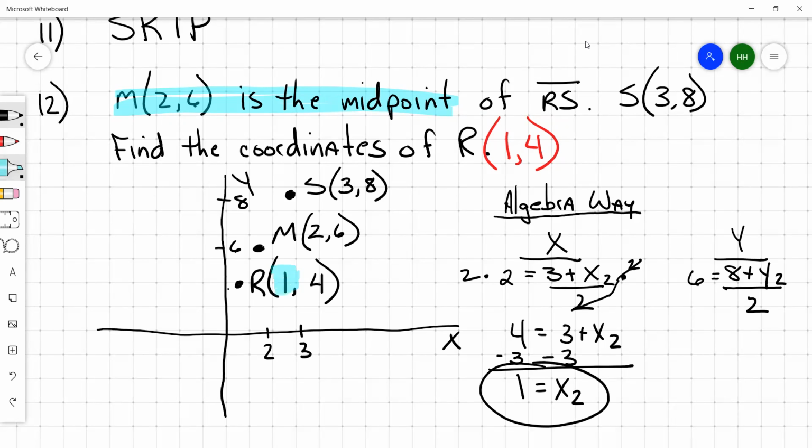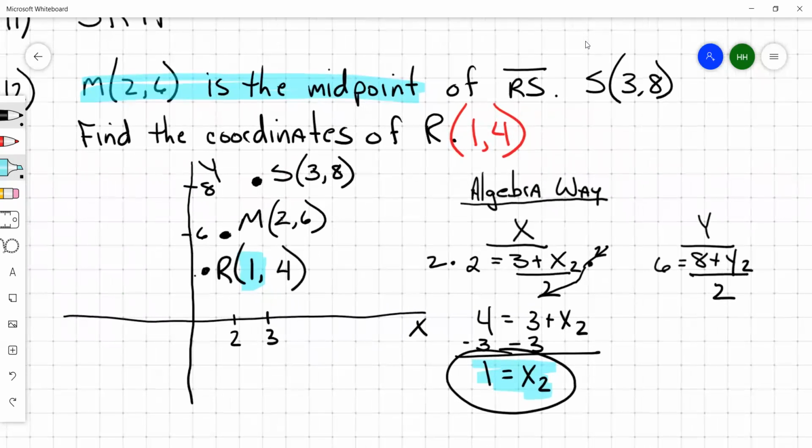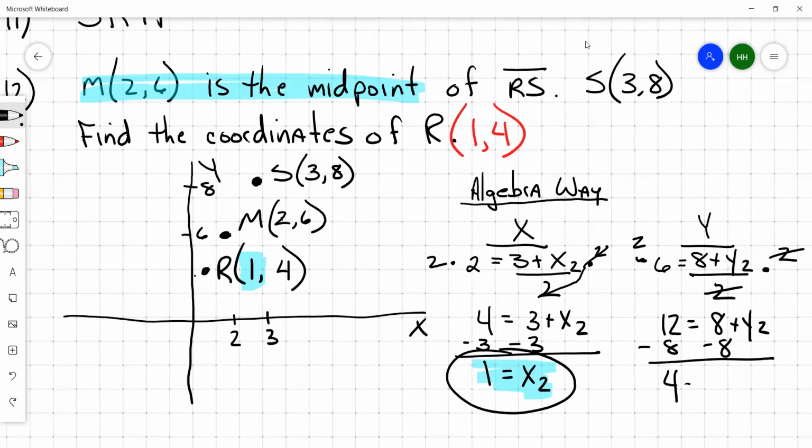But we already knew that, right? Here's the math way to do it, if the first way didn't make sense. You do the same thing with your math for the y value. You multiply both sides by 2 again. You get 12 equals 8 plus y sub 2. Cancel these out, and you subtract 8 from each side. And 4 equals your y sub 2. And there it is, the algebra way.